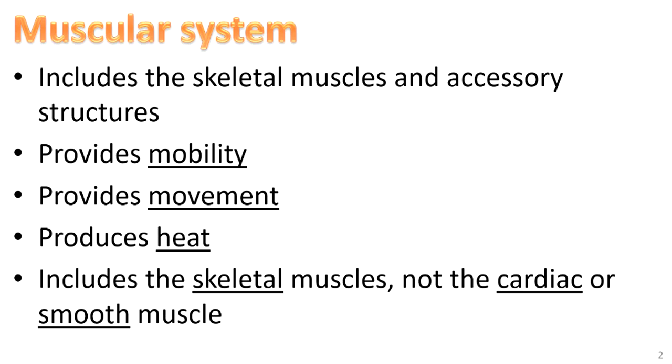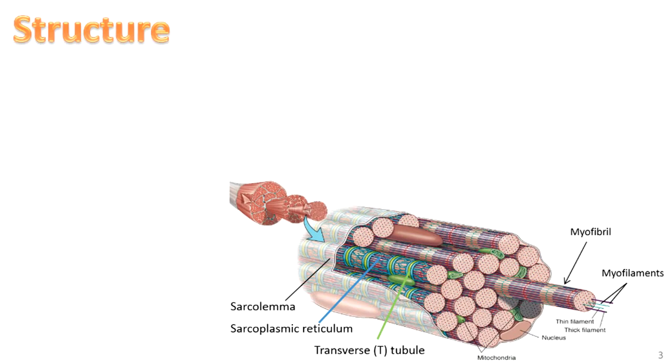So the muscular system includes skeletal muscle only. As you remember from previous chapters, we do have cardiac muscle and smooth muscle, but for the purposes of talking about the muscular system, we don't include those.